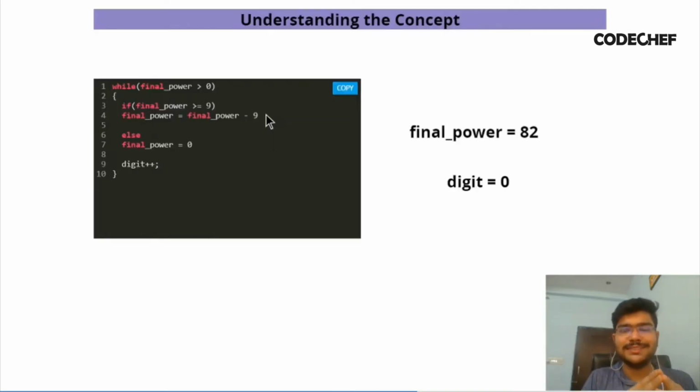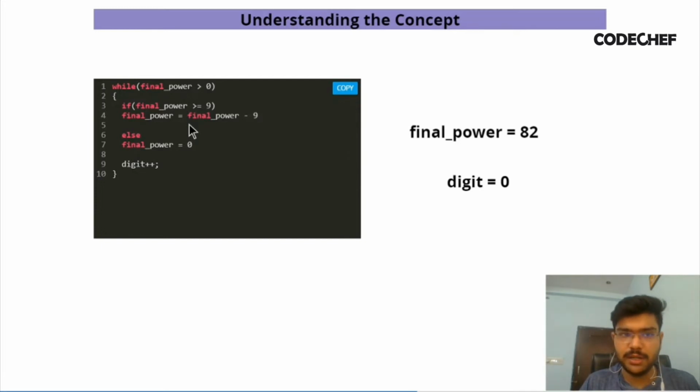So now let's try to understand the pseudo code of the concept that we have just discussed, right? So what I am doing is I am taking an example of final power. So I am taking final power as 82 and the digits that we have till now is 0, right? So I am using a while loop. The while loop runs till the final power is greater than 0, and the first if condition is that if final power is greater than 9, then I am subtracting 9 from the final power.